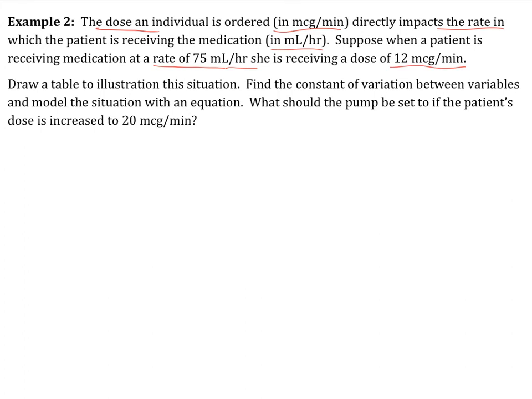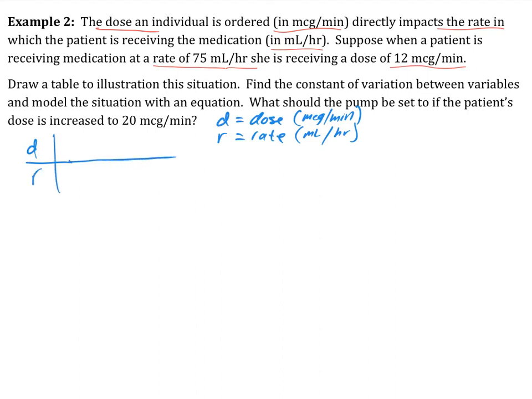So I want to just very quickly introduce variables. Let's let D equal the dose, and that dose is going to be in micrograms per minute. And let's let R equal the rate, and that rate is being addressed in milliliters per hour. I want to draw a table using this idea of dose and rate. And this can just be very quick. It doesn't need to be anything crazy. And I know in this problem, when the patient has a dose of 12 micrograms per minute, she is receiving that medication at a rate of 75 milliliters per hour.